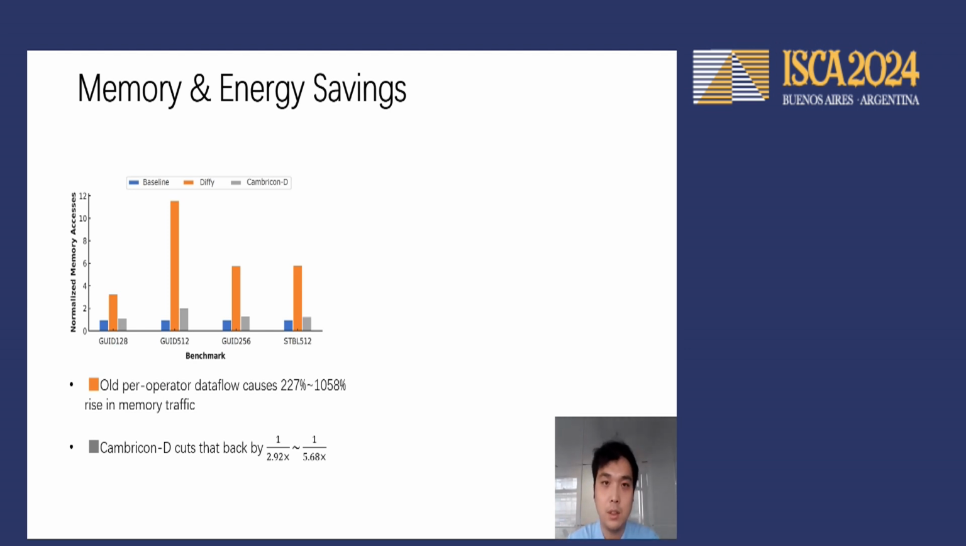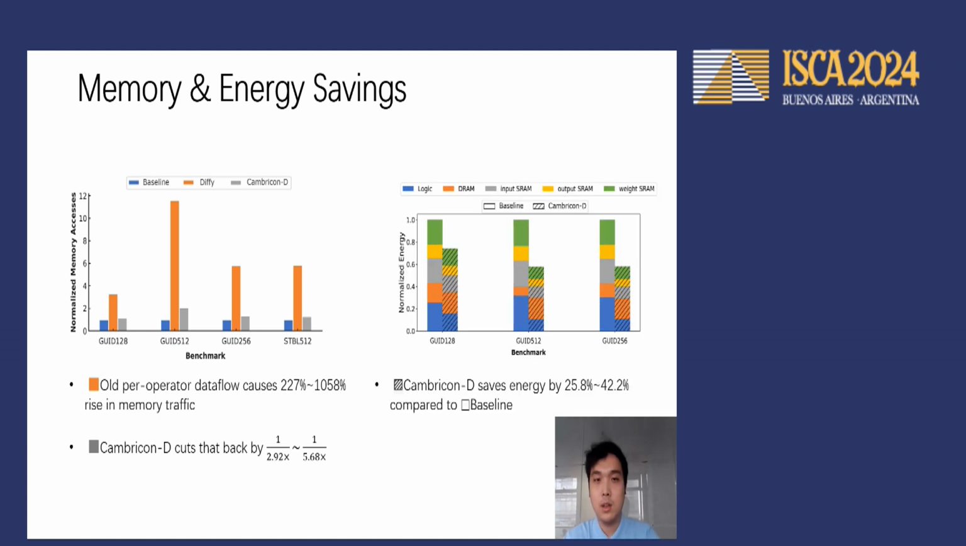Our methods can get the same compute acceleration while reducing that bloated memory traffic by a factor of 2.92 to 5.68. Our acceleration also allowed us to achieve an energy saving of 25.8 to 42.2%.